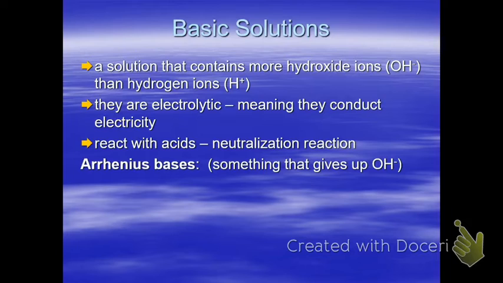So let's remember what Arrhenius said about acids. Arrhenius essentially said any compound that starts with H is an acid. Arrhenius then said anything that ends at the end of the compound with hydroxide is a base. So something that can give up hydroxide is a base. We're going to change that a little bit in just a second.